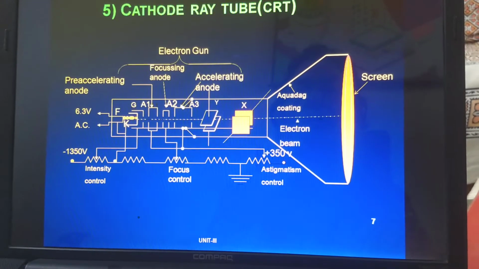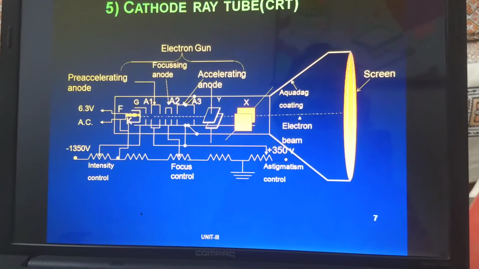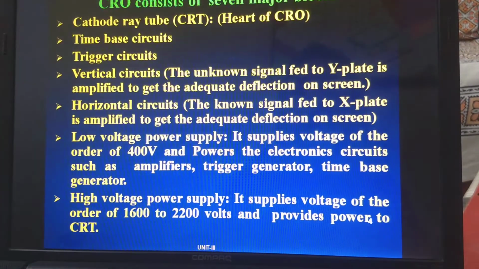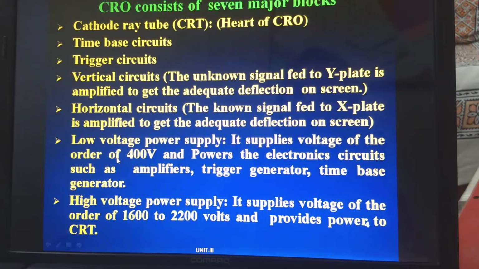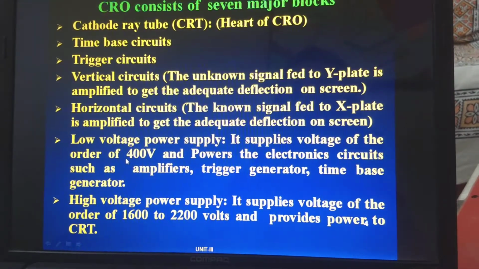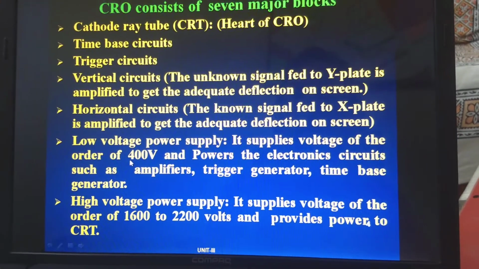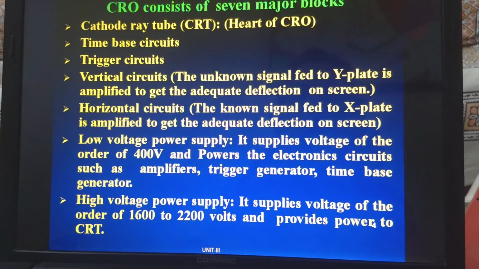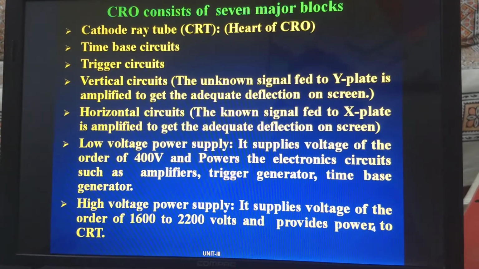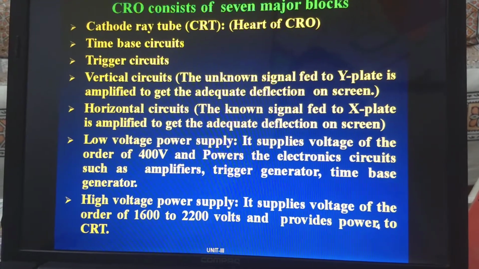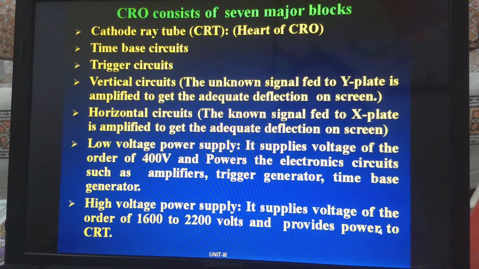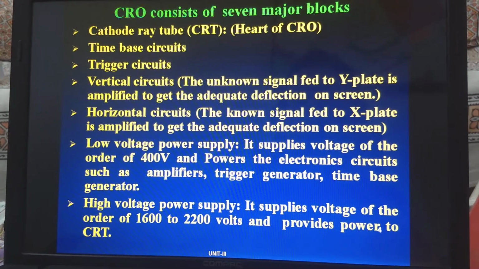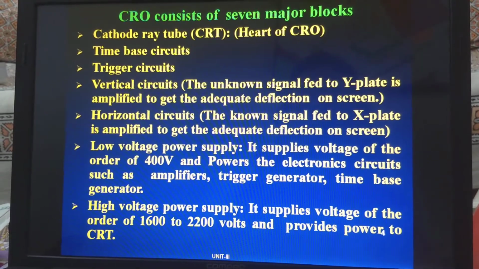Now, another two parts, low voltage power supply and high voltage power supply, their function is already given here. The low voltage power supply supplies voltage of the order of 400 volts and it powers the electronic circuits such as amplifier, trigger generator, trigger circuit, time-base circuit, etc. And the high voltage power supply supplies voltage of the order of 1600 to 2200 volts and provides power to the CRT only.